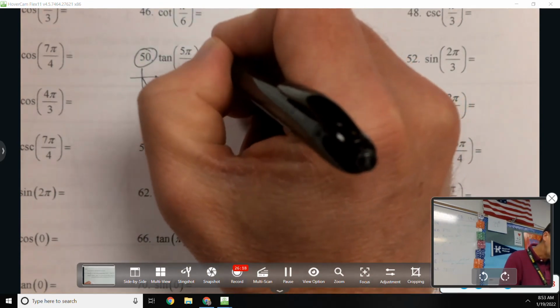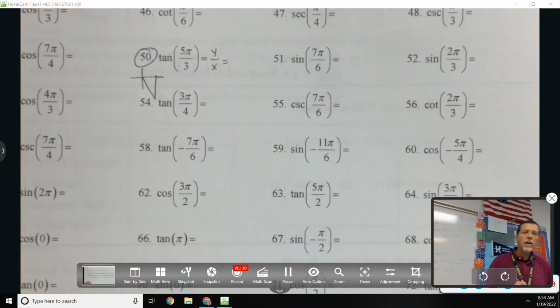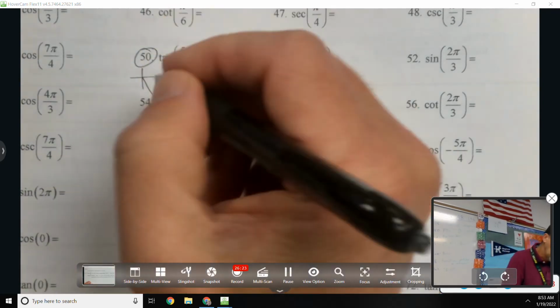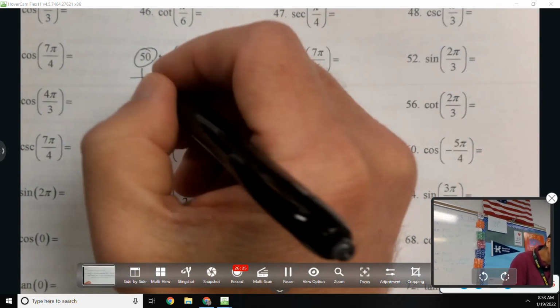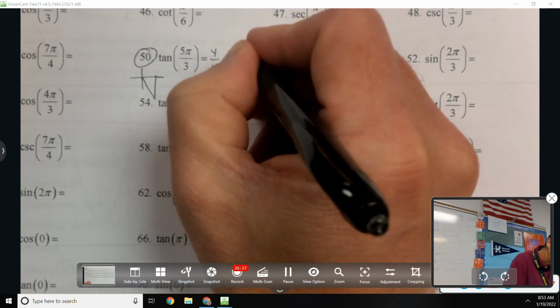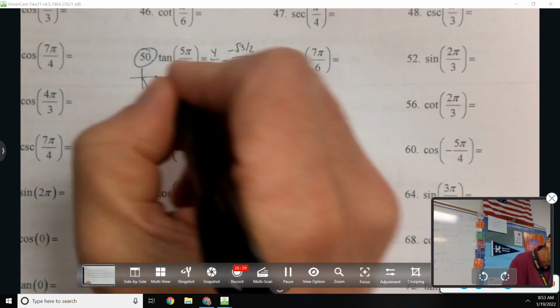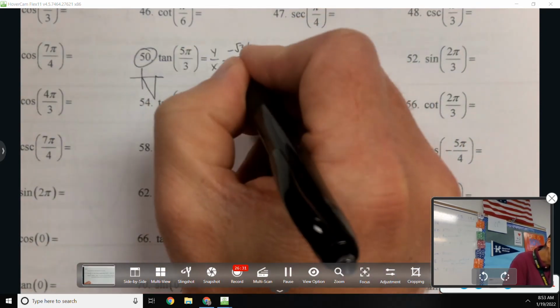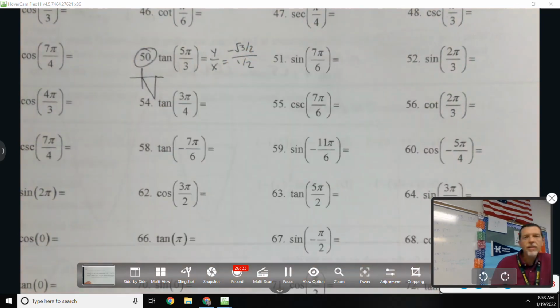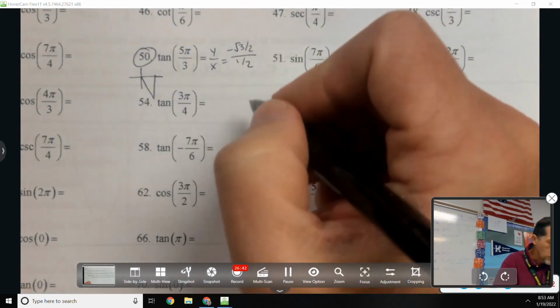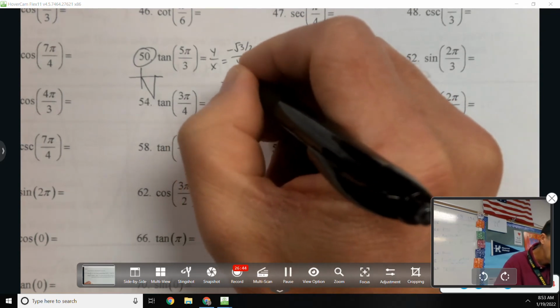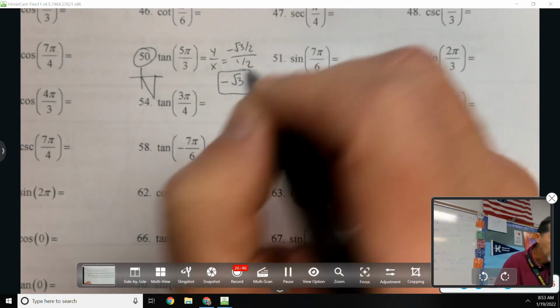I know tangent is y over x. The y side looks like a long side, negative root 3 over 2. The x side is a short side, 1/2. And then you can keep it, change it, flip it, or maybe you've done enough of these where you know those 2's will cancel and you're just left with negative root 3.